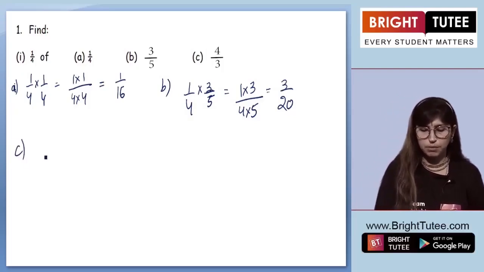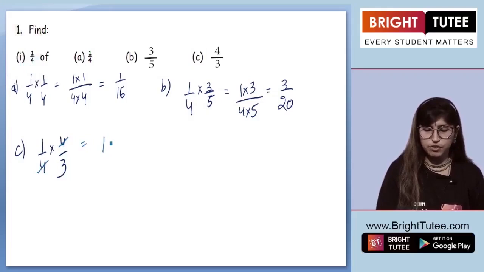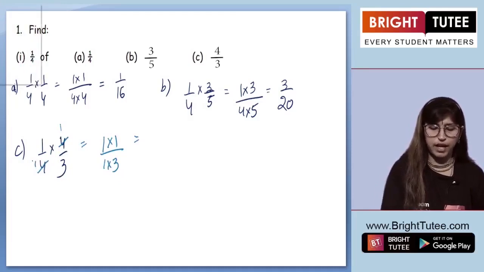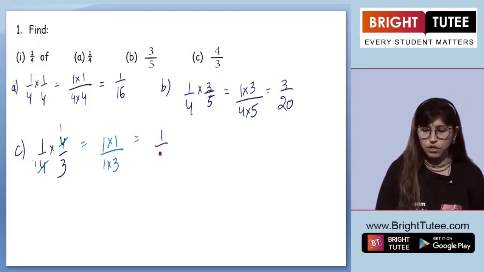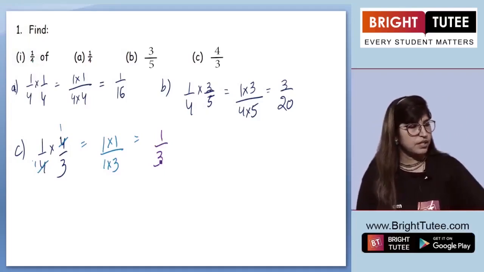Now let's move on to C part. It is 1 by 4 times 4 by 3. Now if we can cancel anything out, we should do that. So we are left with only 1 times 1 by 1 times 3. So we'll be getting the final answer as 1 by 3.